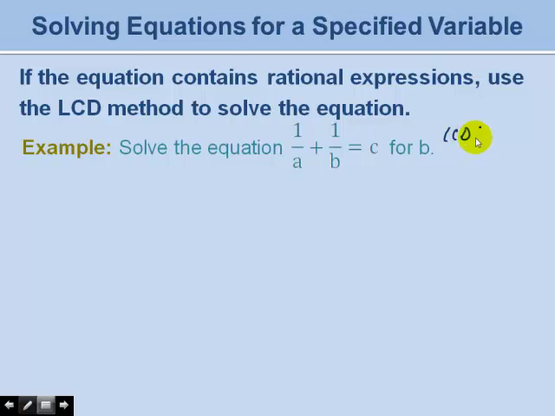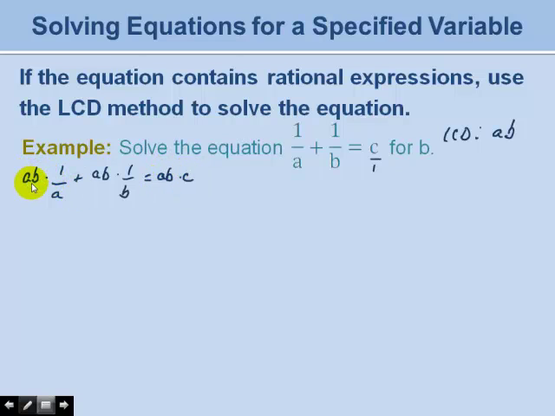So since this is c over 1, then the only two factors in our LCD would be the a and the b. So the LCD is just ab, and that means we're going to take ab times each of our three terms on the two sides of our equation. So we have ab times 1 over a plus ab times 1 over b equals ab times c. And now we can cancel.